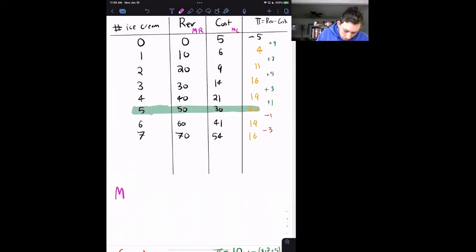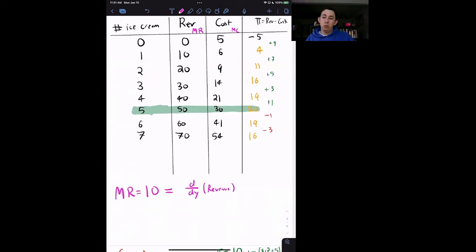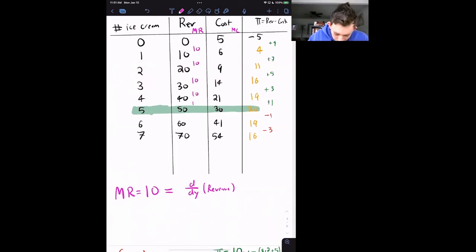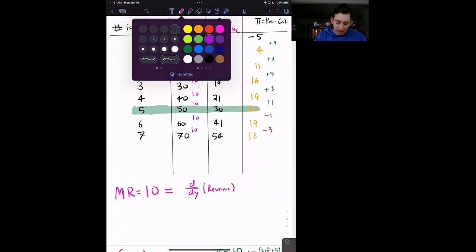Marginal revenue, or MR, is equal to the extra revenue that I get when I sell 1 additional ice cream. So because the price is 10, if I sell 1 additional ice cream, my marginal revenue is equal to 10. This is also the derivative of revenue, because in Econ, when you hear marginal, you should instantly start thinking about derivatives. So like I said, it's $10 per ice cream, which we can see from the table, every extra ice cream I sell, I get $10 extra in revenue.